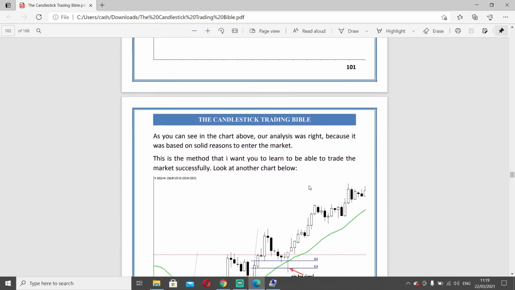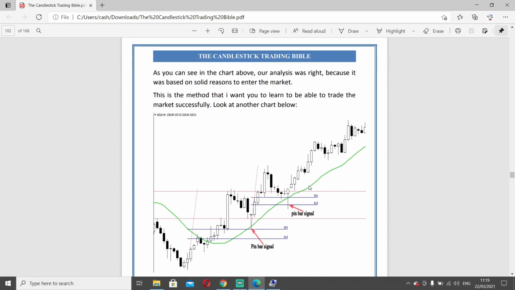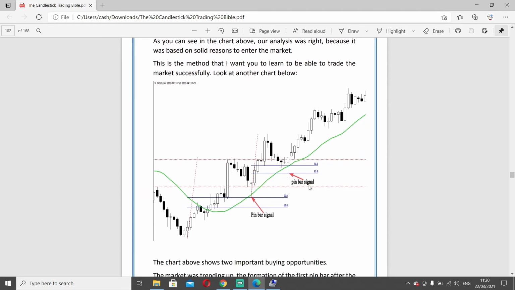As you can see in the chart above, our analysis was right because it was based on solid reasons to enter the market. This is the method that I want you to learn to be able to trade the market successfully. That's what you guys need to do, is you just need to find your confluences and your confirmation. Try to spot patterns forming, and once you do that, it's going to be much easier for you to take a trade. It's going to feel less like a gamble. So this is the method.